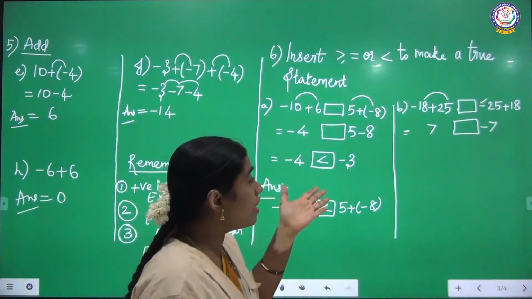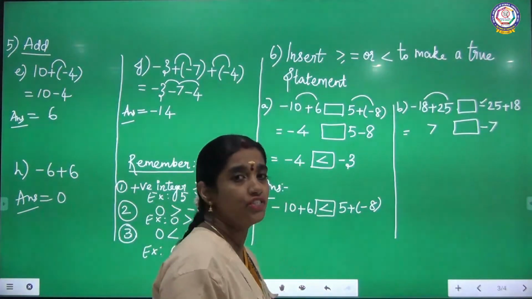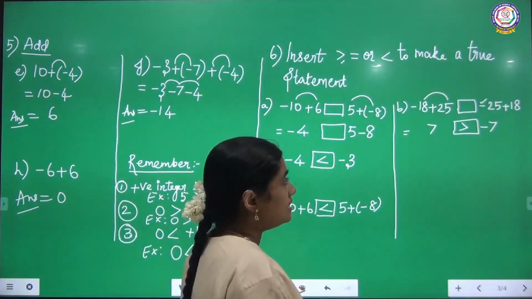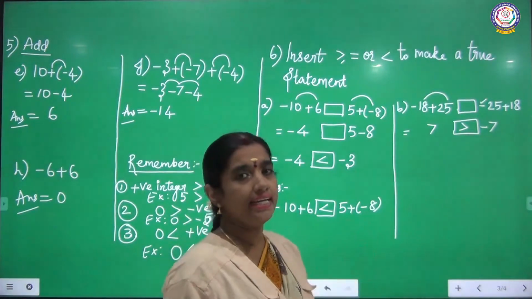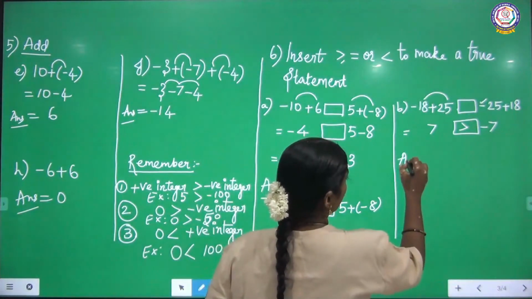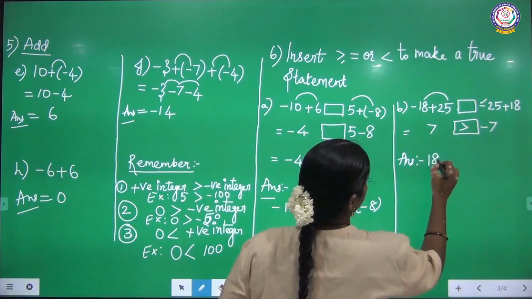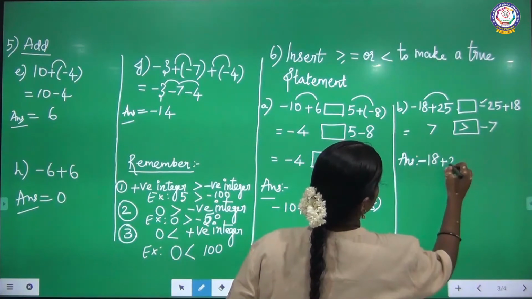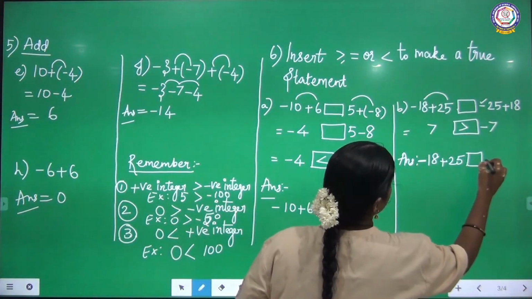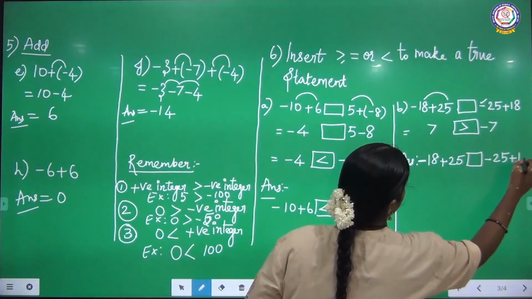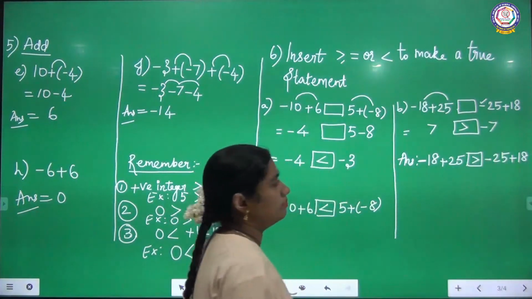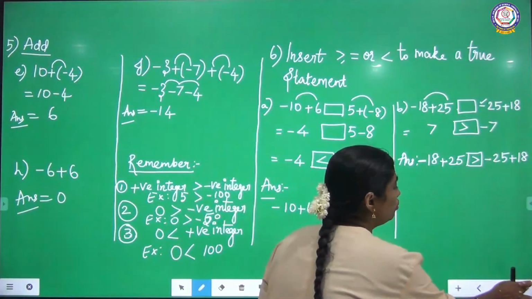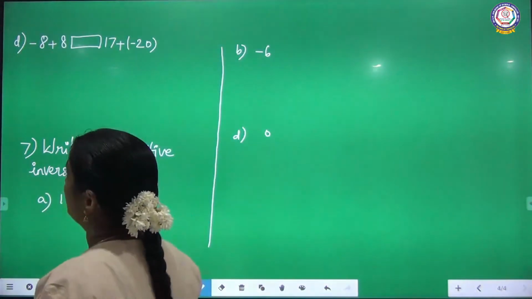I am comparing the positive integer with the negative integer. So, the positive integer is greater. So, 7 is greater than minus 7. Now, write the answer for this. Minus 8 plus 25 box minus 25 plus 18, put the symbol. Can you clear this, children? Can you clear this? Next I will move on to the D sum.